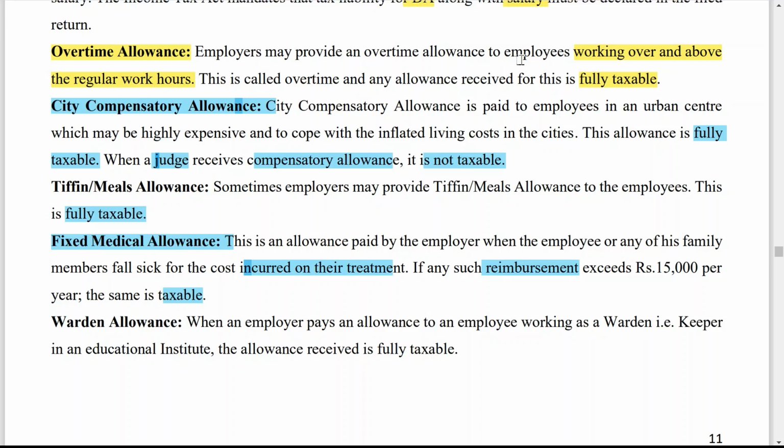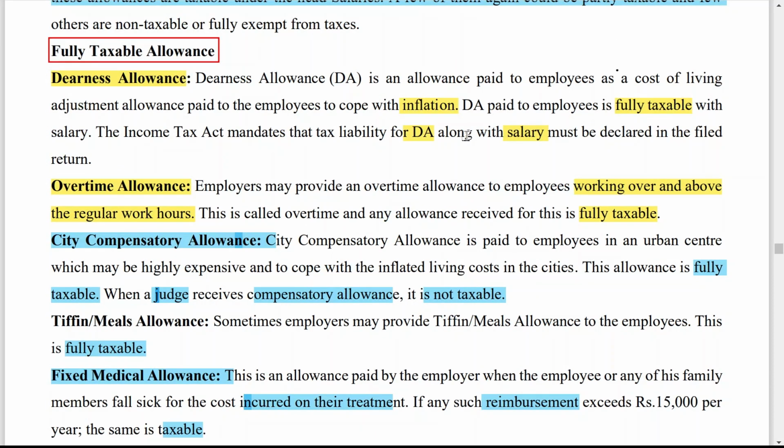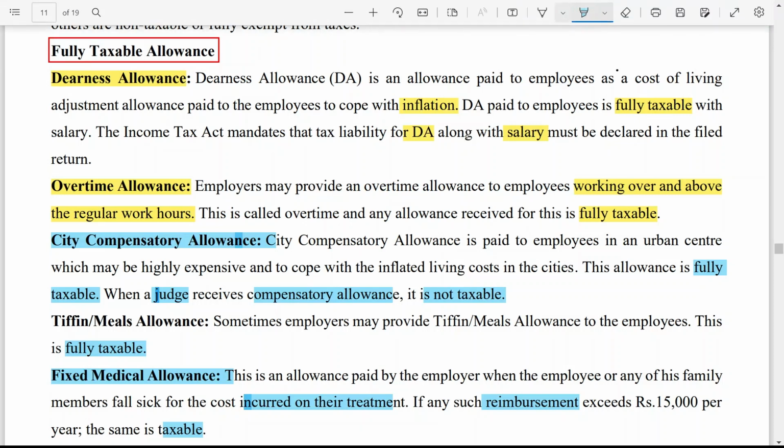Warden allowance: when an employer pays an allowance to an employee working as a warden, that is a keeper in an educational institution, the allowance received is fully taxable. So whatever allowance is received by a warden of a particular institution is fully taxable. You have to keep that in mind, as these are the allowances which can be asked in the exam.